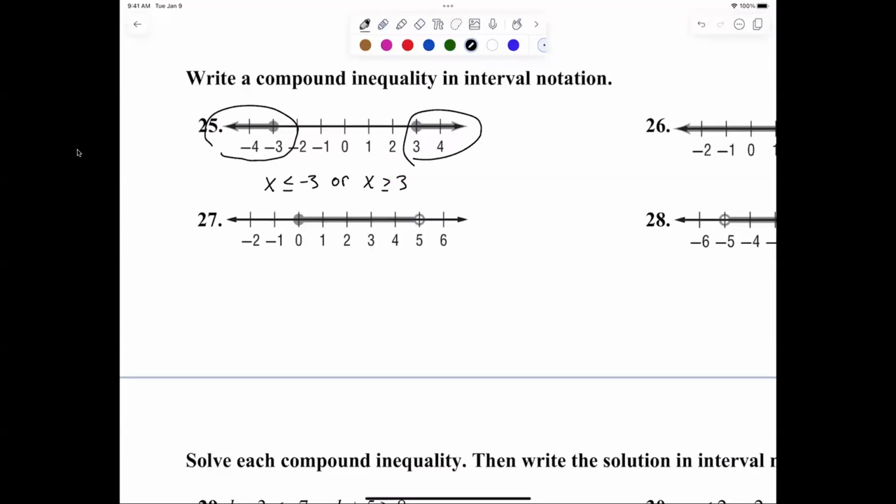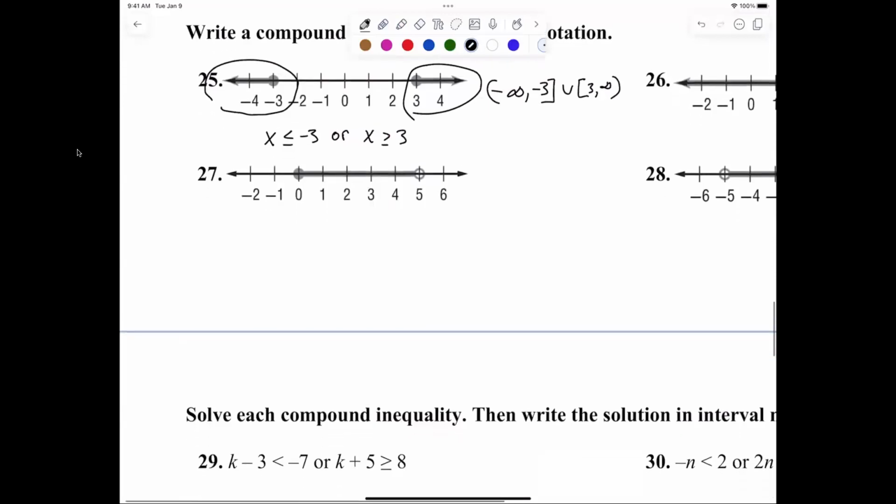Now, if you want to write it in interval notation, which is what the directions ask for, we would simply say that's what? From negative infinity to negative 3, union 3 to infinity. Everybody good with that? Yeah, the interval notation is what's really important.